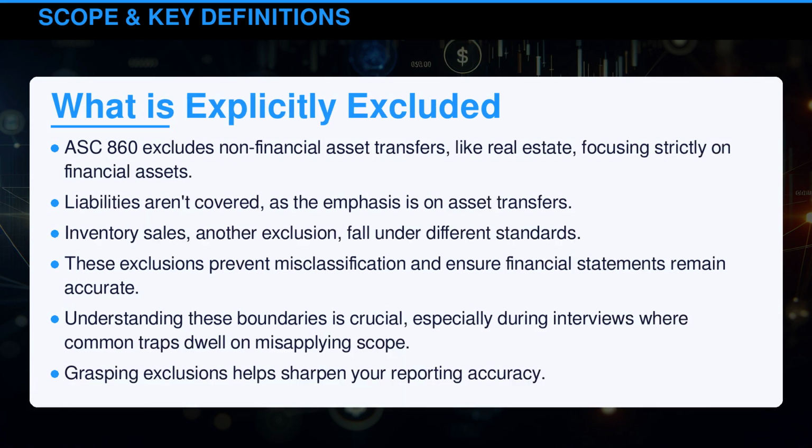ASC 860 excludes non-financial asset transfers, like real estate, focusing strictly on financial assets. Liabilities aren't covered, as the emphasis is on asset transfers. Inventory sales, another exclusion, fall under different standards. These exclusions prevent misclassification and ensure financial statements remain accurate. Understanding these boundaries is crucial, especially during interviews where common traps dwell on misapplying scope. Grasping exclusions helps sharpen your reporting accuracy.